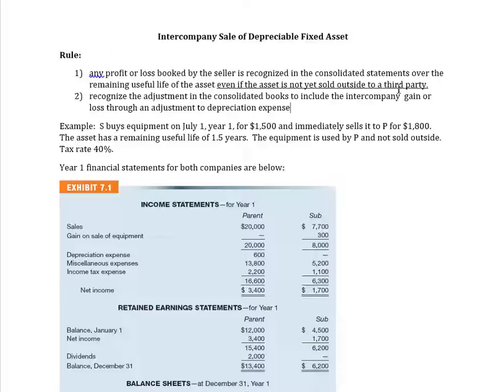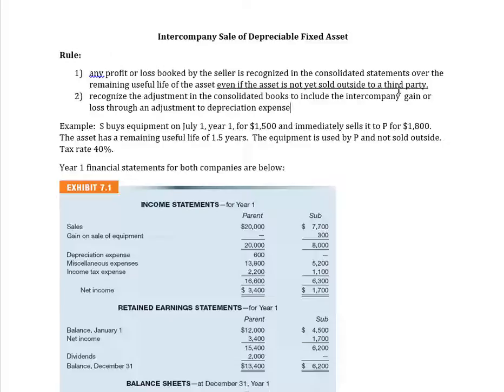First thing you have to remember is that unlike inventory, when you have an intercompany sale of depreciable fixed assets, the consolidated entity is going to recognize any of that gain or loss in the consolidated books over the remaining useful life of that asset, even if it's not sold outside.